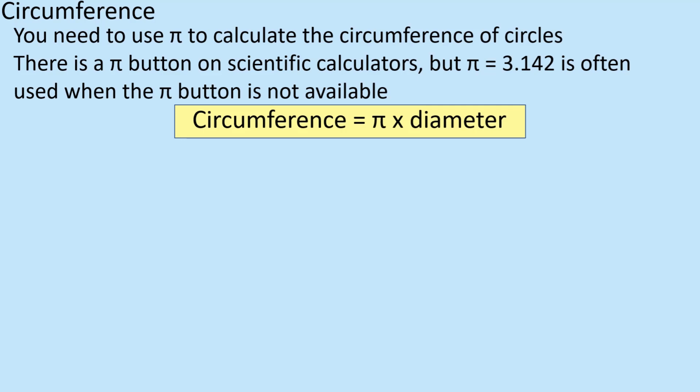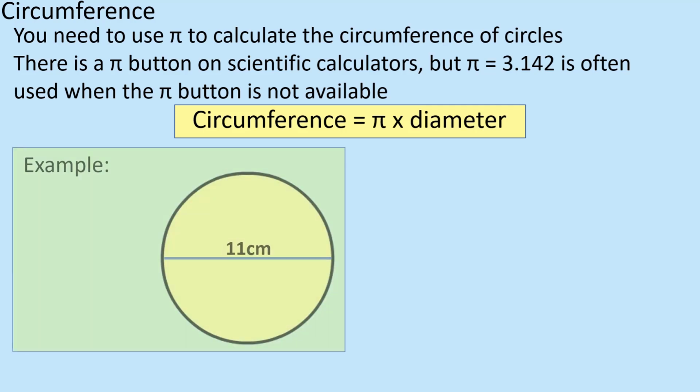Essentially, you need to know what the diameter is, and hopefully you've done the lesson on parts of a circle, but the diameter is the distance all the way across the middle. So, to work out circumference, we're going to do pi times diameter. We're looking at this particular example. That's essentially pi times 11. Nothing more complicated than that at all. We just need to do pi times 11.